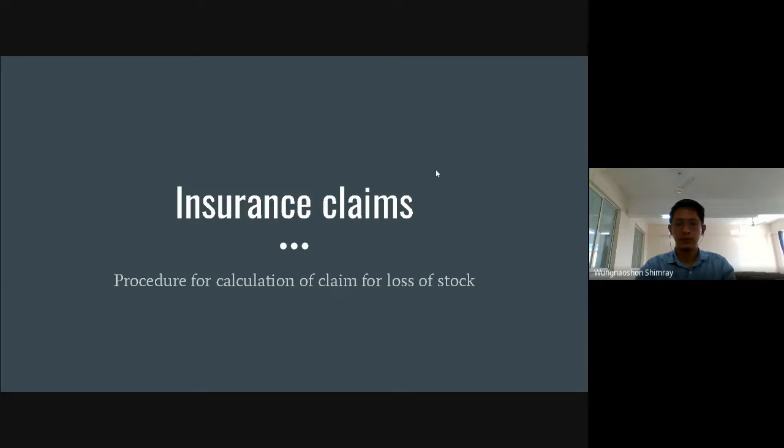Morning class. Today we're going to look at insurance claims. In the previous class, we looked at insurance in an introductory manner. Today we're looking at claims, and we will look at the procedure that we need to follow for the calculation of claim for loss of stock.